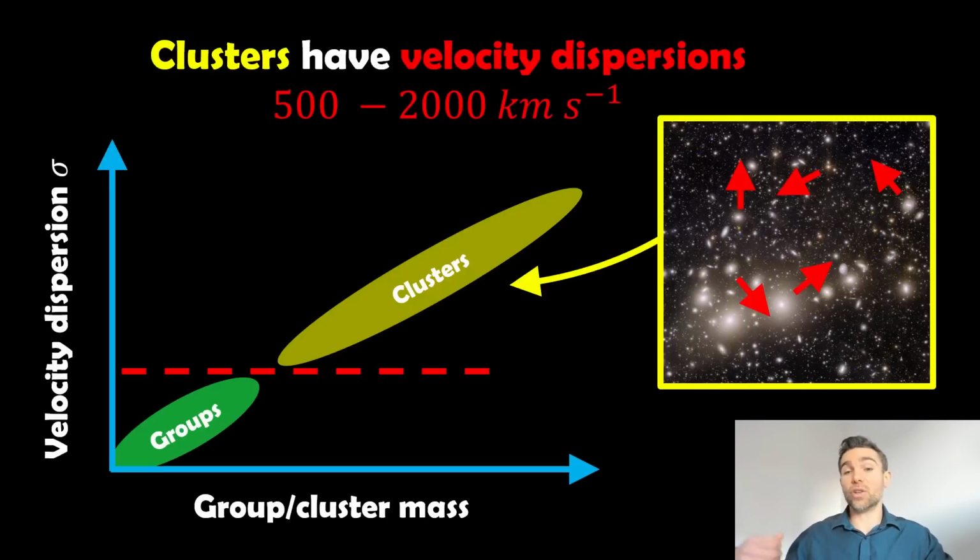And as you increase the number of galaxies in that, you increase the mass of the cluster, then that velocity dispersion increases as well. So there's a correlation between the internal dynamics and the mass of the total system.